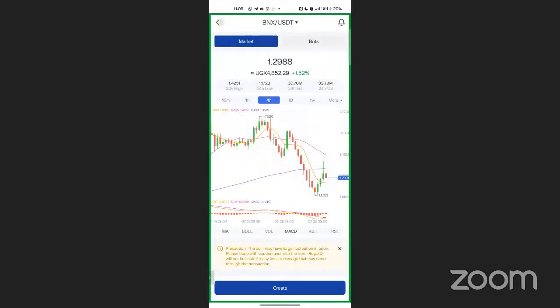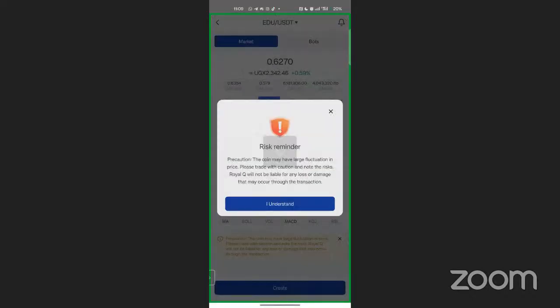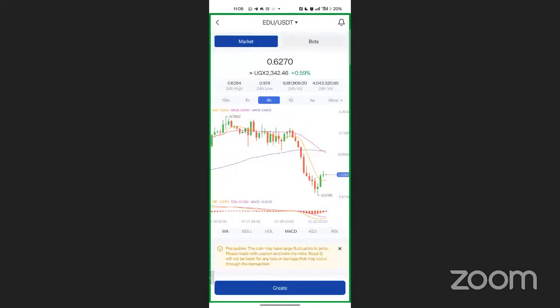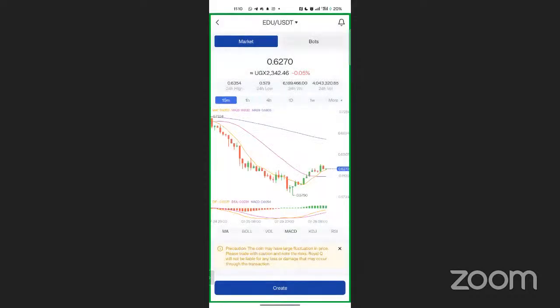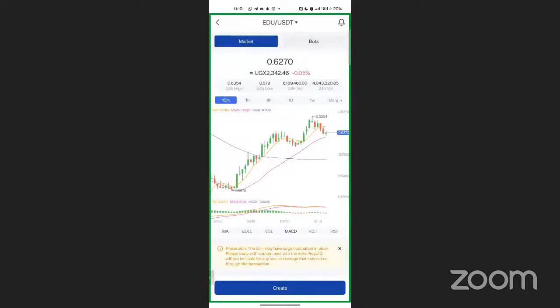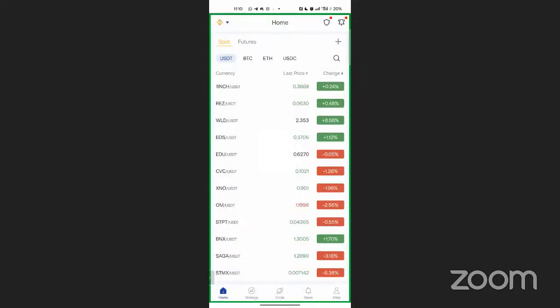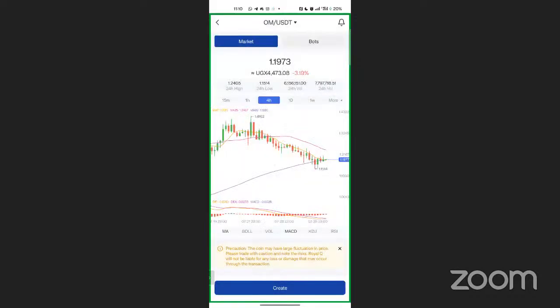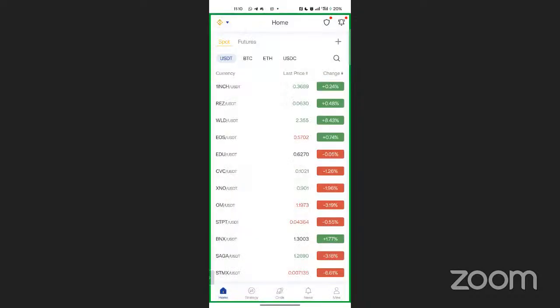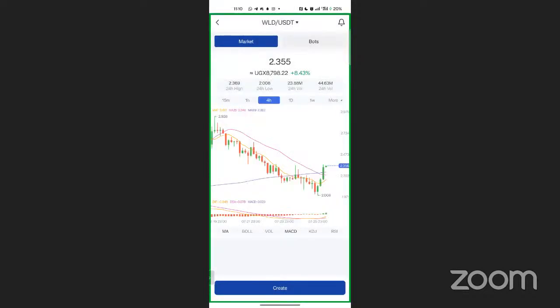Next, let me pick another coin. This one is called IDU. This one is also on a downward trend. But when you lower down the time frame, maybe in 15 minutes, you could get a different perspective. Let me look for another coin that could be a little bit more positive. This one is going to continue going down.